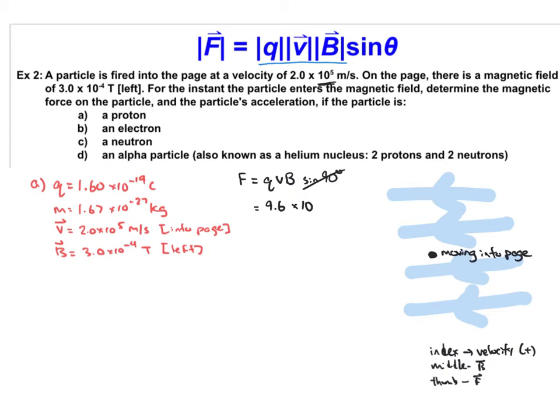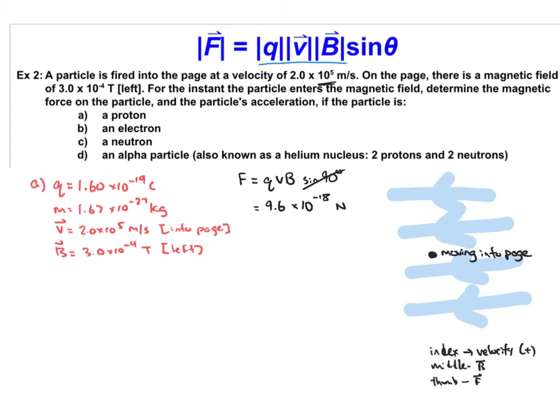So my power of 10, it'll be 10 to the negative 19, and then 10 to the 5 for velocity. So add those together, that makes negative 14. And then 10 to the negative 4 from the magnetic field. So add that to it, makes 10 to the negative 18. And the units will be in newtons because everything I've listed out is in SI units.